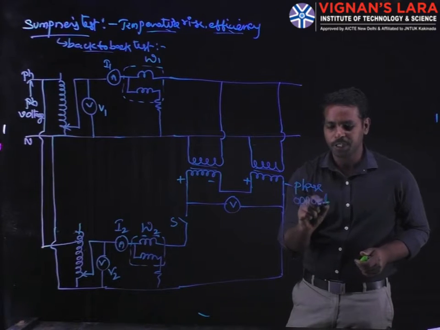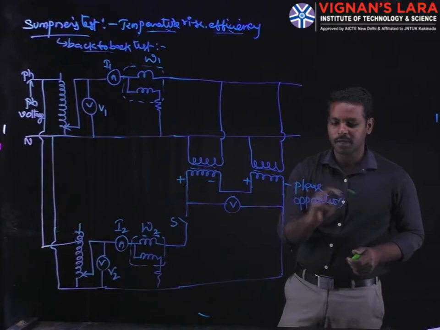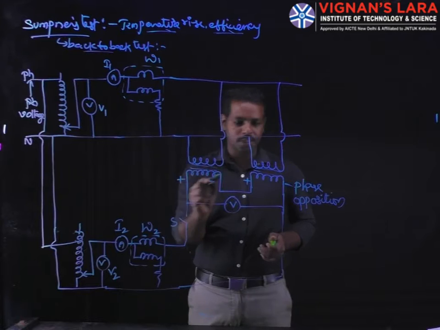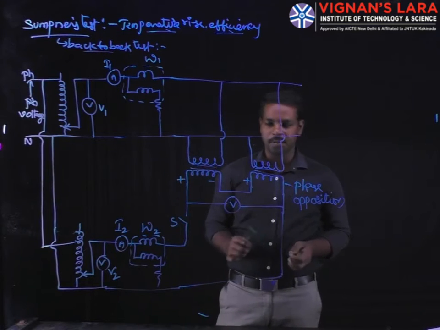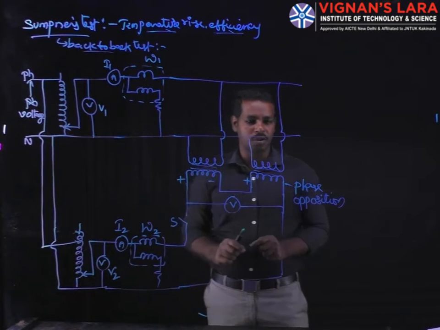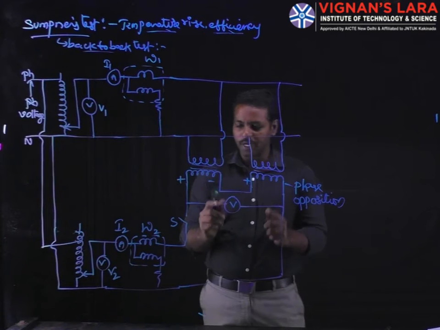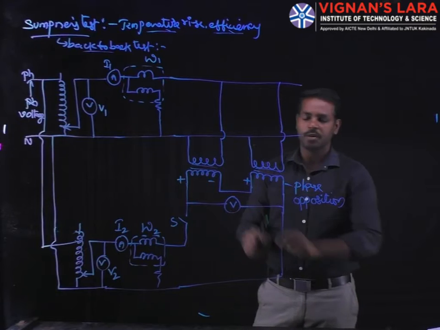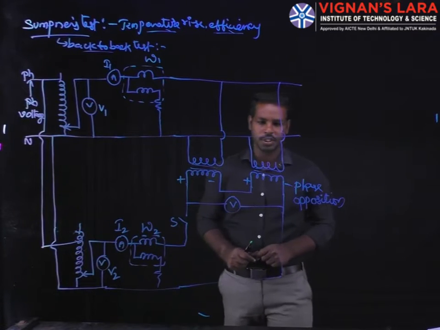So phase opposition means that whatever voltage is generated in the secondary of one transformer is always opposite to that of the other transformer. So the resultant voltage is equal to 0. Whatever voltage exists between these two terminals, as measured by the voltmeter, is also equal to 0.